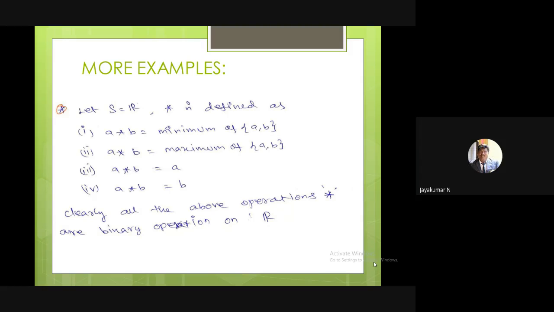Try to find whether the first one is binary or not, the second one is binary or not, the third one is binary or not, the fourth one is binary or not. I will give you 30 seconds. Try to find it.